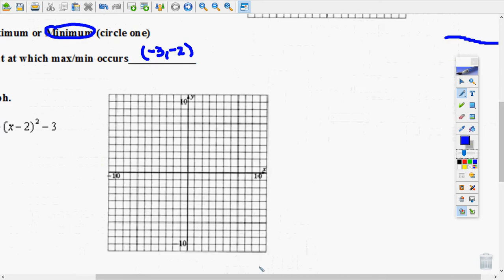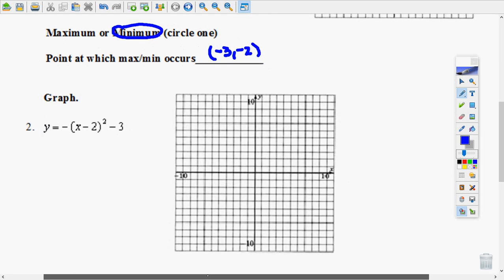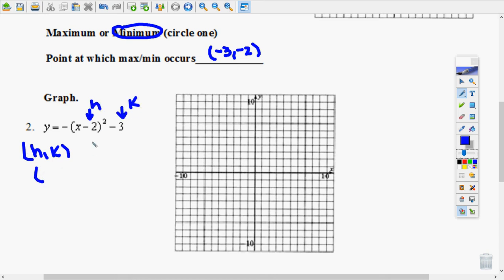All right, so let's look at number 2. This is vertex form, so we're going to have H, K. This is H and this is K. When you pull something out of the parentheses, it changes the sign. So it'll be +2, -3. K always stays the same. H comes out of the parentheses, so it changes its sign. So we're going to plot the point 2, -3.